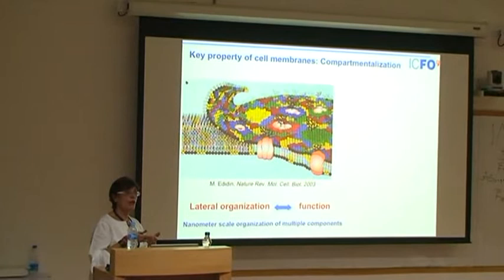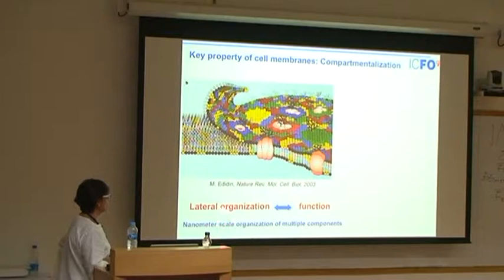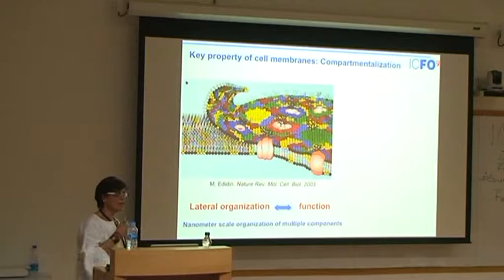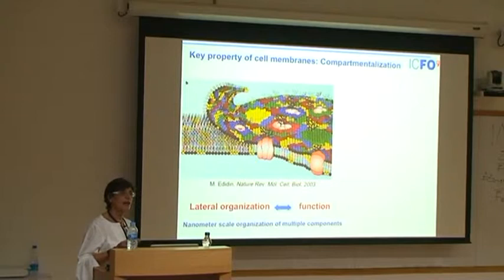Now, as you probably know, this lateral organization is not stable in time. It varies and is transient, so there is dynamics involved. And the organization also occurs at the nanometer scale. So we need techniques that allow us to look at the cell membrane at the nanometer level and with sufficient time resolution. This is one of the major goals in our lab.